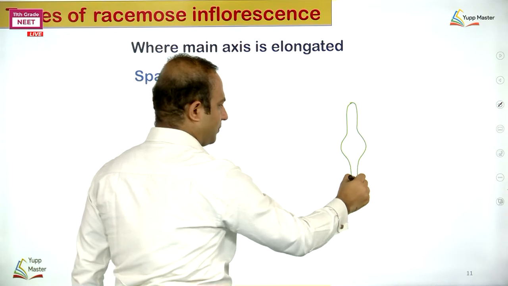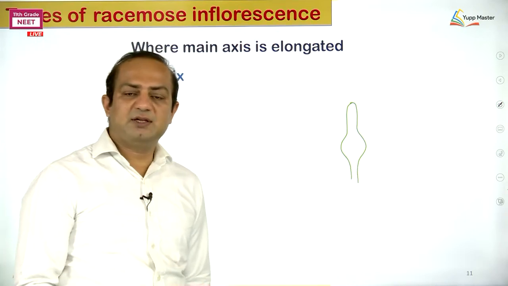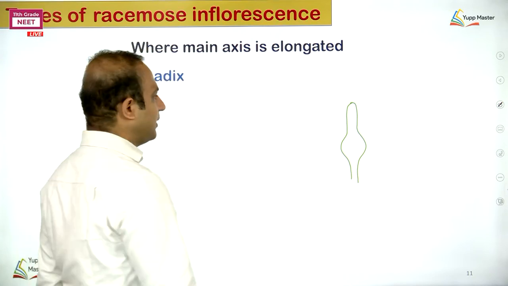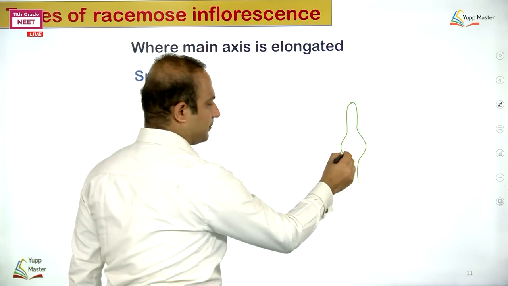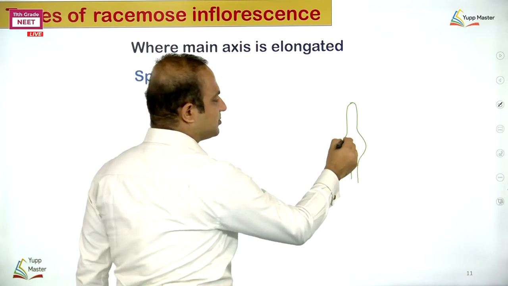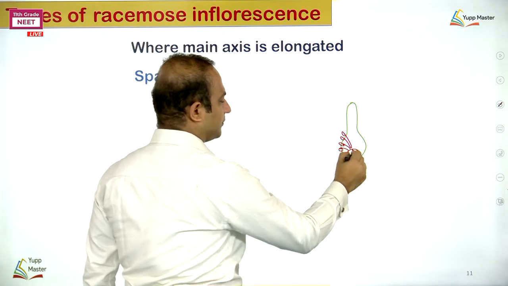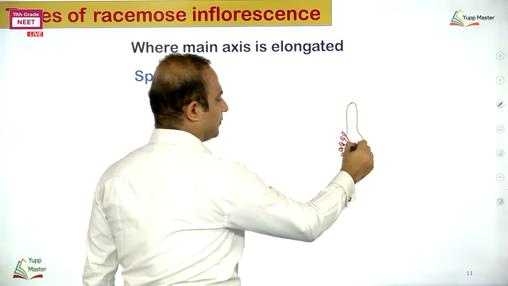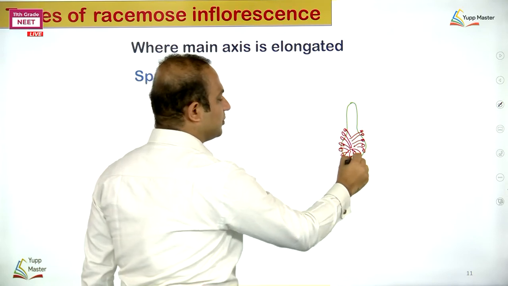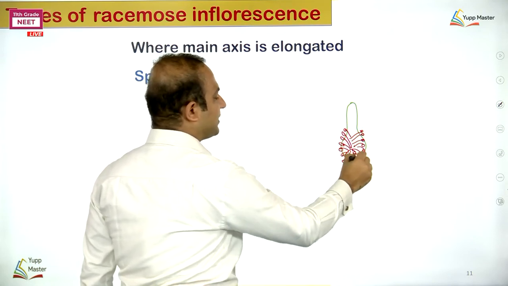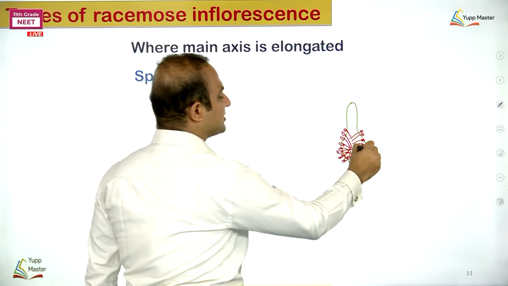This is the condition which I am saying about the peduncle, means the floral axis, and this is bearing the flowers. This is bearing so many flowers on it. Obviously, the pattern remains racemose. Remember this: it means the upper flowers are younger ones.